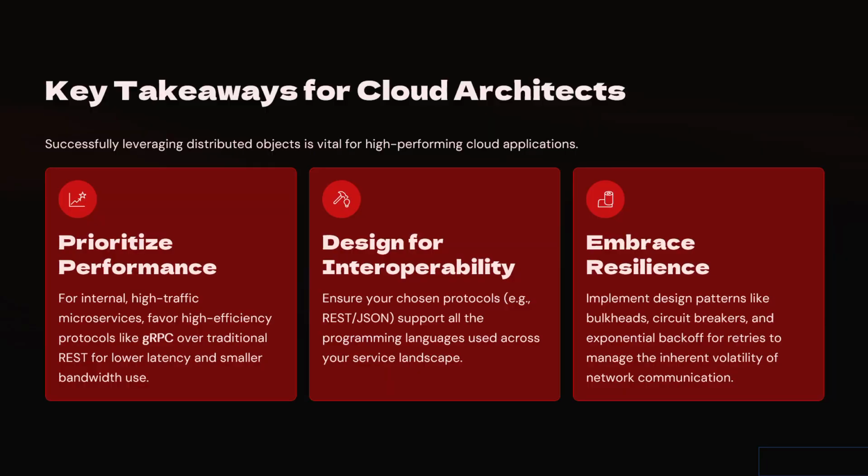Key takeaways for cloud architects. Successfully leveraging distributed objects is vital for high-performing cloud applications. Number one, prioritize performance. For internal high-traffic microservices, favor high-efficiency protocols like gRPC over traditional REST for lower latency and smaller bandwidth use. And number two is design for interoperability. Ensure chosen protocols support all the programming languages used across your service landscape.